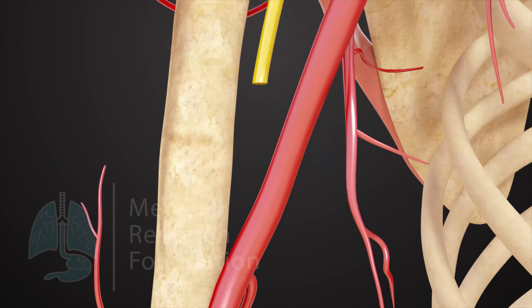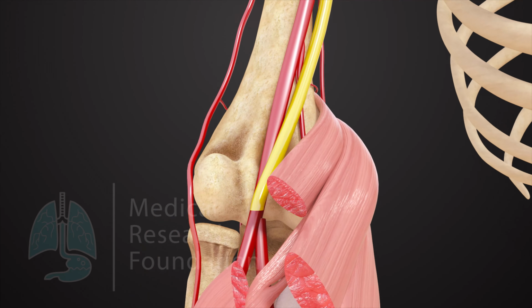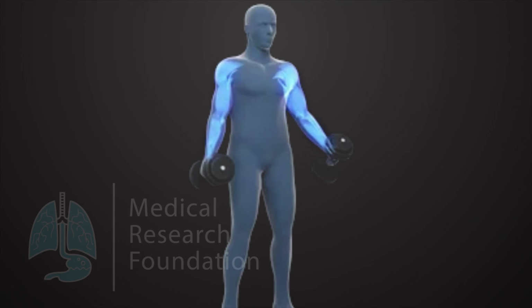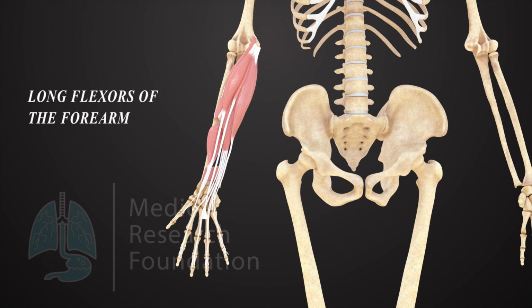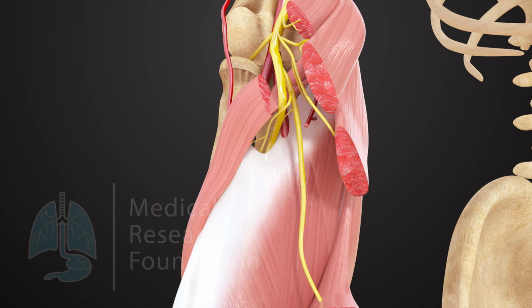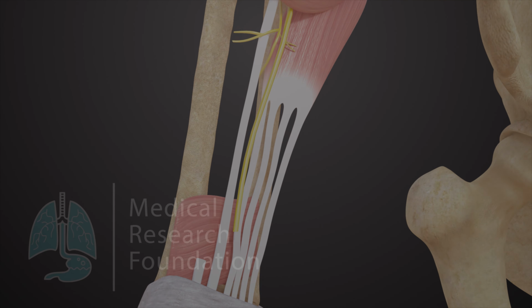The median nerve is also termed the laborer's nerve because the coarse movements of the hands required by laborers, lifting weight, etc., are performed by the long flexors of the forearm, which are mostly supplied by the median nerve.